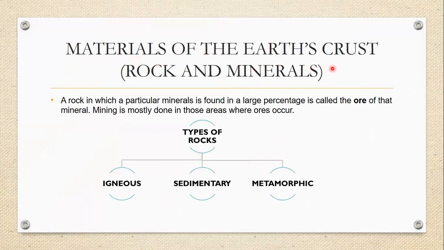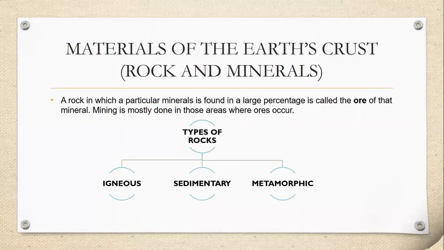Now we learn about the materials of the Earth's crust, meaning rocks and minerals. A rock in which a particular mineral is found in a large percentage is called the ore of the mineral. Mining is mostly done in those areas where ores occur. The types of rocks are igneous, sedimentary, and metamorphic rocks.